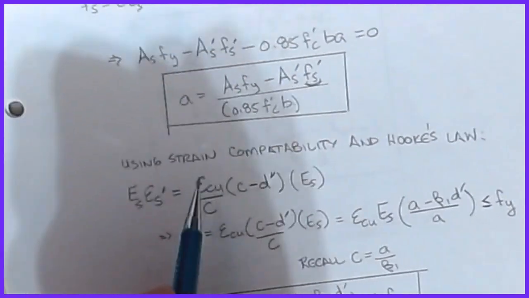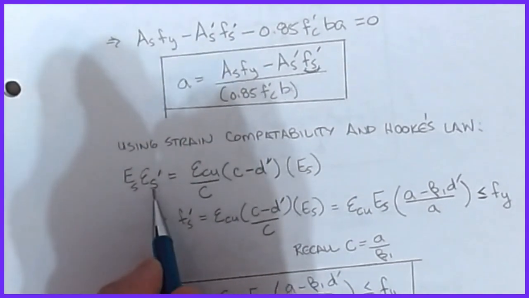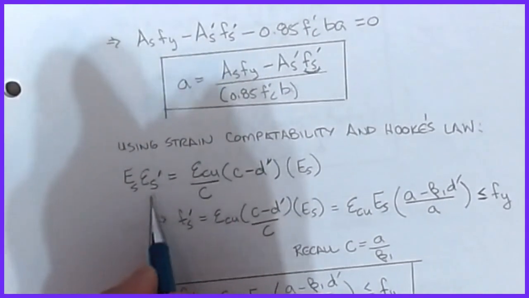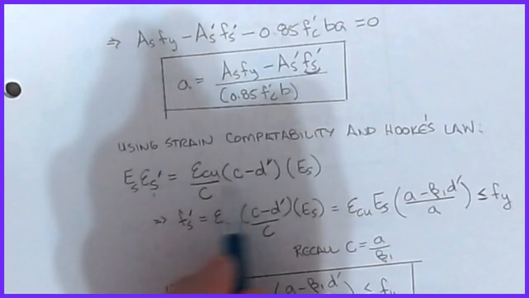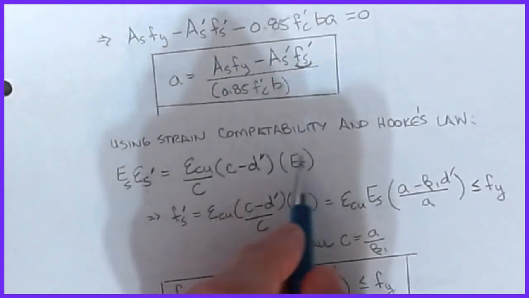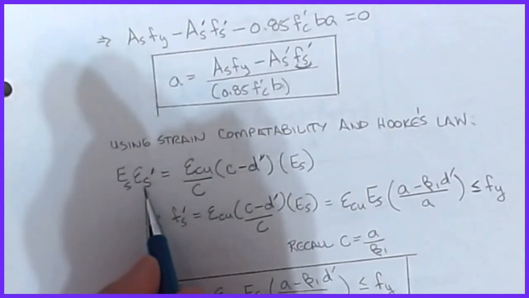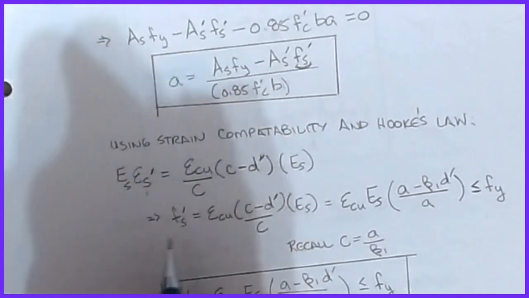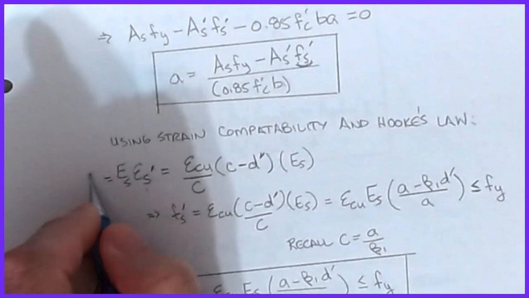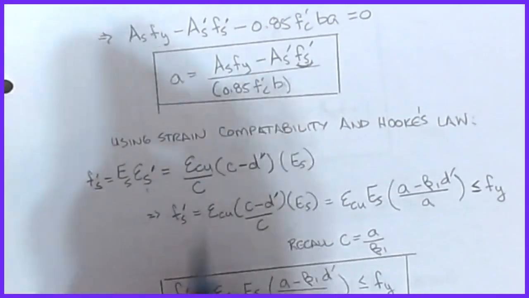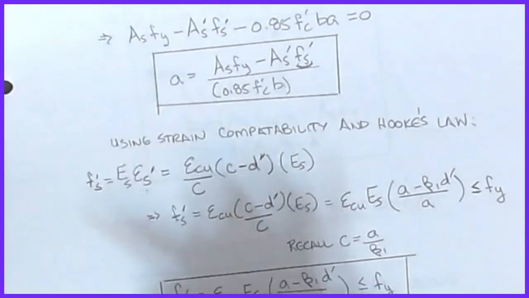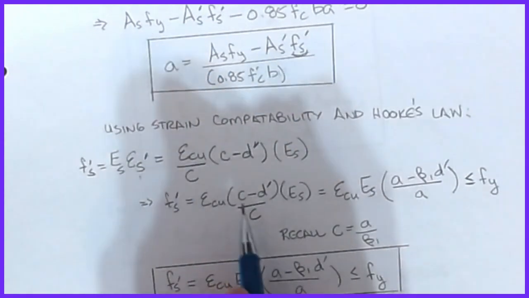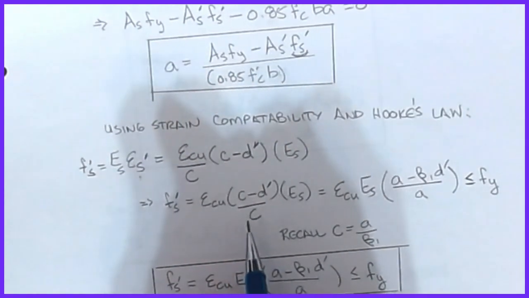Using strain compatibility and Hooke's law, we can calculate, based on its position in the section, what epsilon s prime is. I showed you that. This is that relationship for the proportions, and I multiply that by E for steel to get our epsilon s prime. Then the stress is Fs prime. Once you know the strain, I can get the stress, and then it's just a matter of plugging in all of the parts that we have happening here.